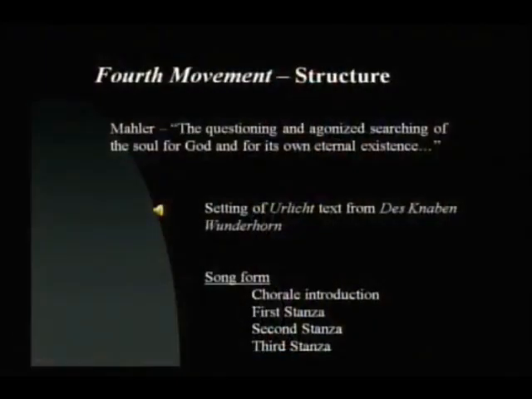Mahler said himself about this, the questioning and agonized searching of the soul for God and for its own eternal existence. And I'm going to play just a few seconds here of the Irrlicht from his song cycle for piano and voice and mezzo-soprano. This song, both the piano version and the orchestral version, is in what we call a song form. It has a little introduction, and then it has 3 short stanzas. And each stanza is in a different style because each stanza represents different text. So let's hear just a little bit. This is actually out of the second stanza of the song. This is for piano and voice.